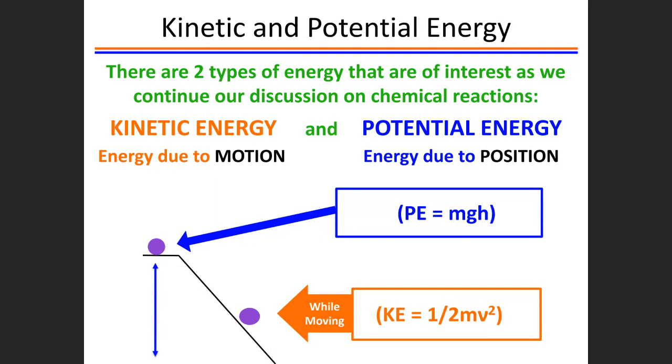So these are the two kinds of energy that we normally use in chemical reactions also: the potential energy and kinetic energy. Potential energy, we can also call the stored energy, due to position. And the kinetic energy is related to the motion.